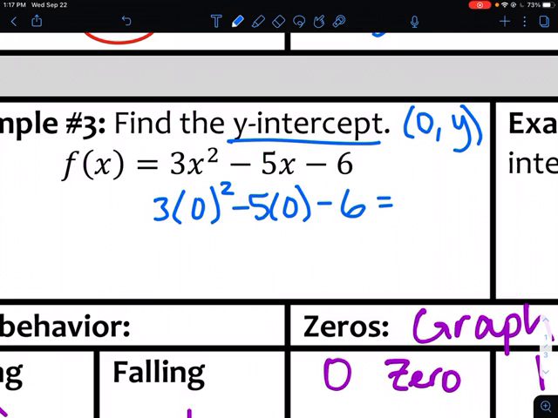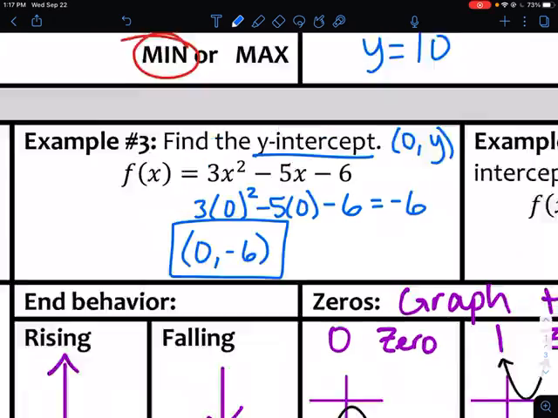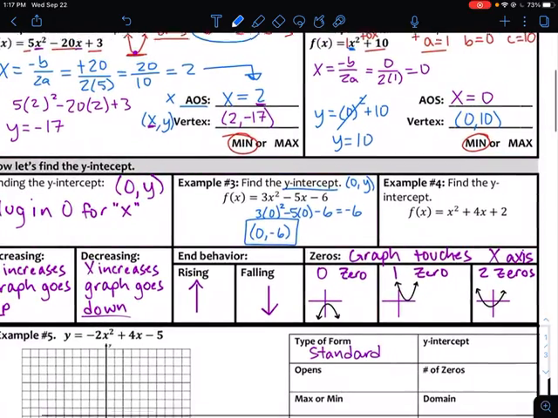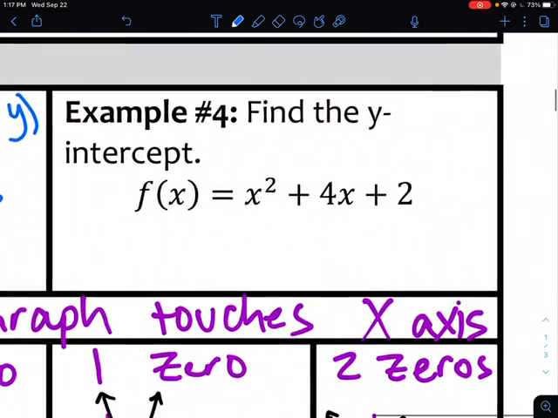And you'll throw that into your calculator, and you will get negative 6. All right, so my y-intercept here should be 0, negative 6. All right, so you guys try this one again. Check your work with me here in a second.